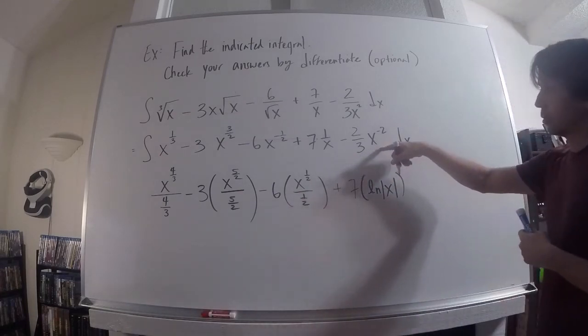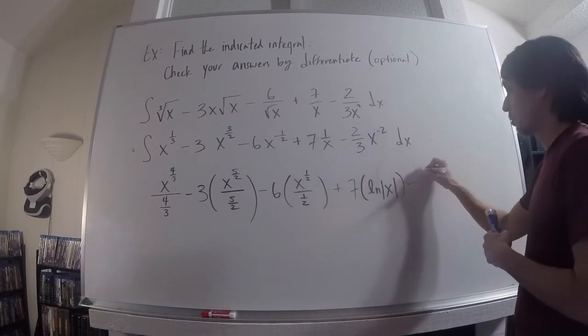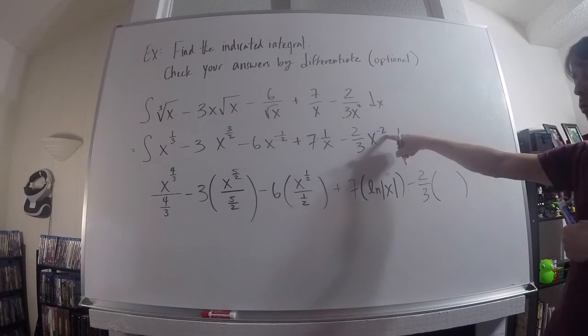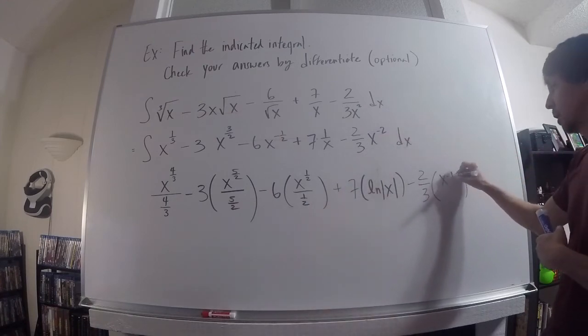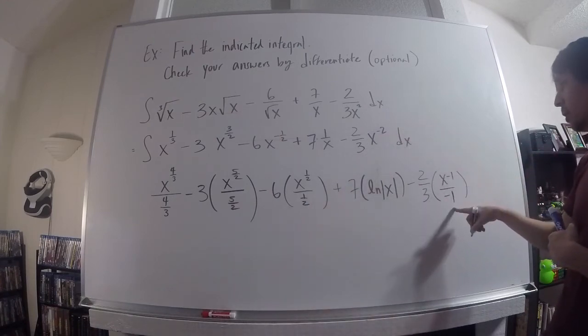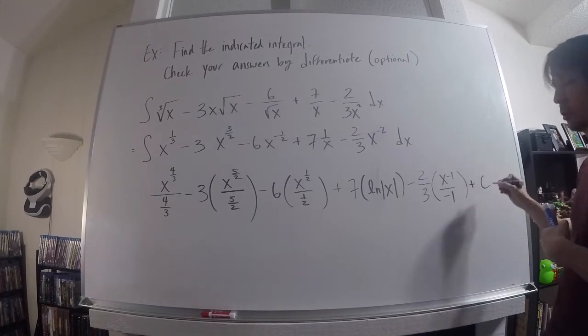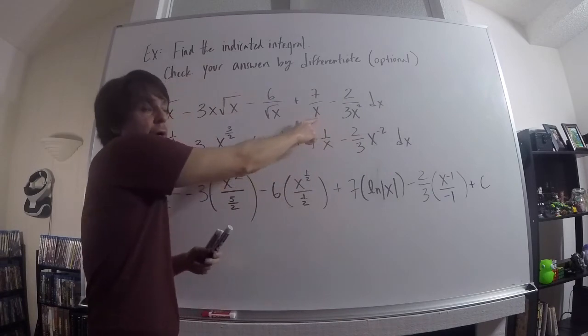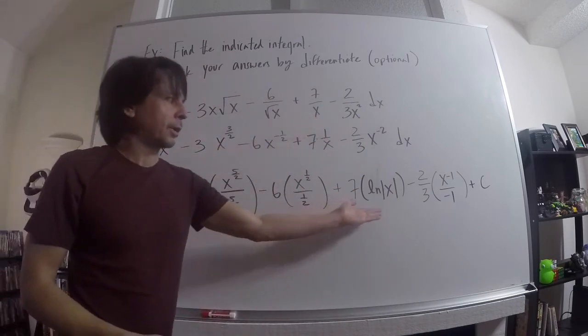Alright, moving on. This one is a power rule, so this one applies. Be careful with this one. You're adding 1 to a -2, that makes it -1, and you're dividing by that -1. That's a power rule, and you get the plus c, obviously. So be careful with anything that just has a single power of x on the bottom. That's a different rule entirely.